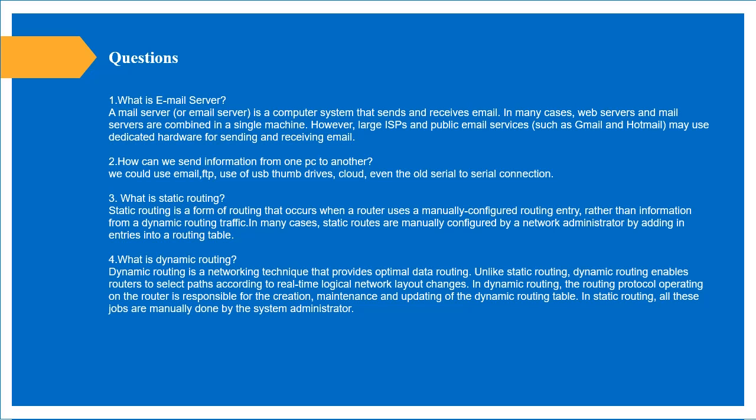Question 2. How can we send information from one PC to another? We could use an email, we could use the FTP protocol, USB thumb drives, the cloud, or even the old serial to serial port connection. Question 3. What is static routing? Static routing is a form of routing that occurs when a router uses a manually configured routing entry rather than information from dynamic routing traffic. In many cases, static routes are manually configured by a network administrator by adding entries into a routing table.